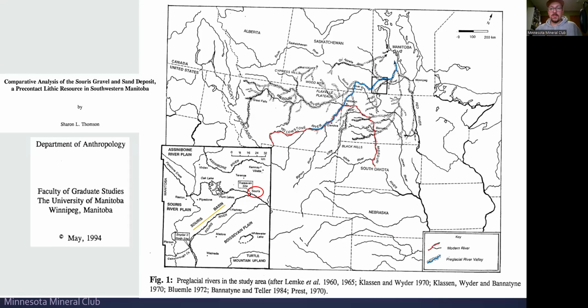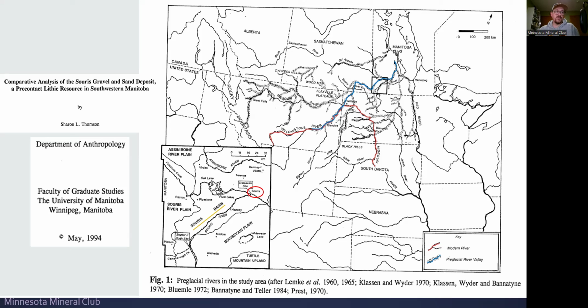So this is another map. This is from a different article. This one, I believe, has really helped in expanding my knowledge on the distribution of Montana agates. And this is from an article called Comparative Analysis of the Source Gravel and Sand Deposits, a pre-contact lithic resource in southwestern Manitoba.